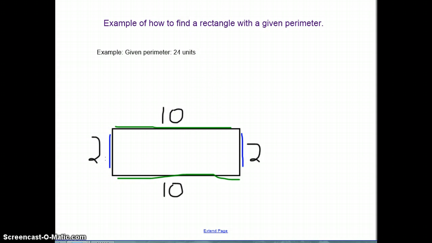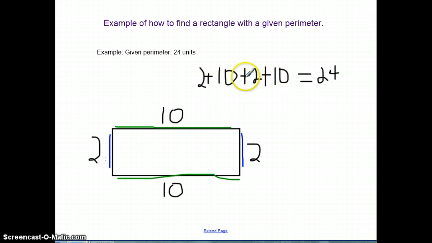add them up, of course. So 2 plus 10 plus 2 plus 10. Alright, so that would equal 24. Perfect.